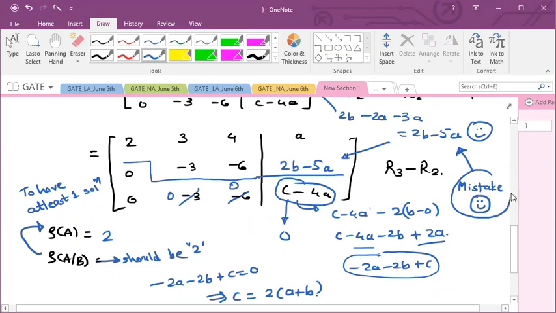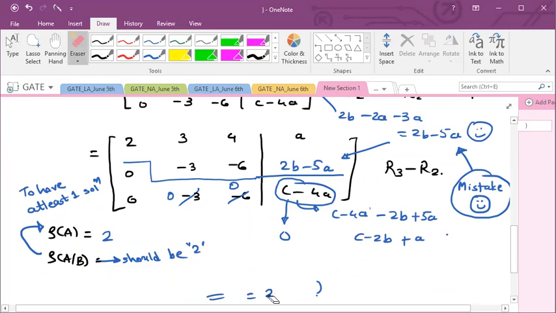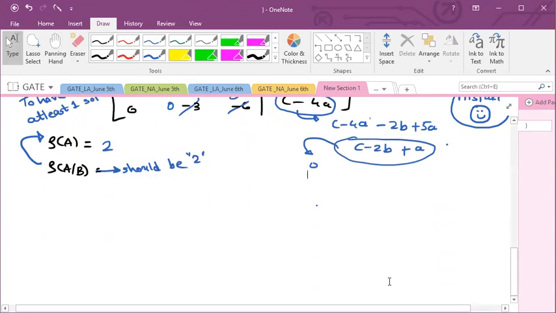Okay. So which is your final term? So now it will become C minus 4A minus 2B plus 5A. So it is C minus 2B plus 5A minus 4A is plus A. So C plus A minus 2B should be equal to 0. Okay. So this term is exactly this now. So here this term should be equal to 0. So if C minus 2B plus A equal to 0, implies 2B equal to A plus C.